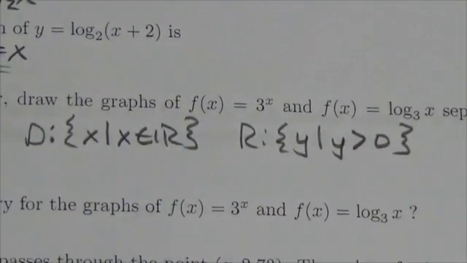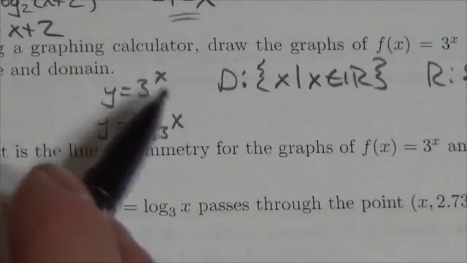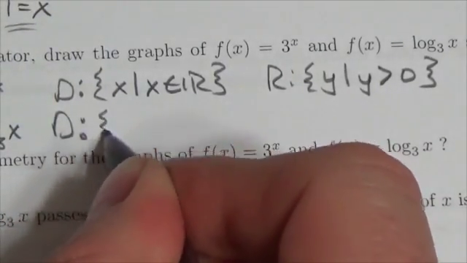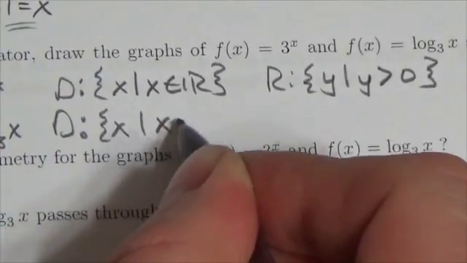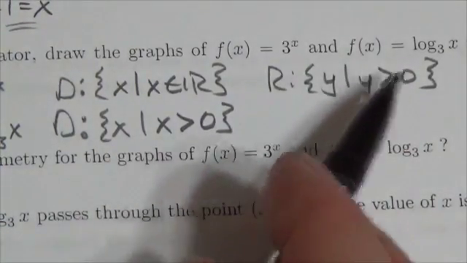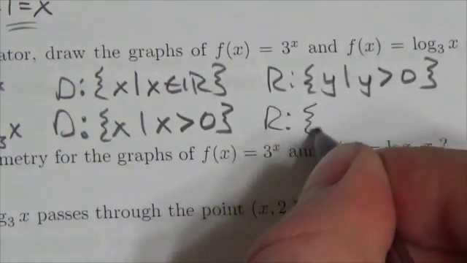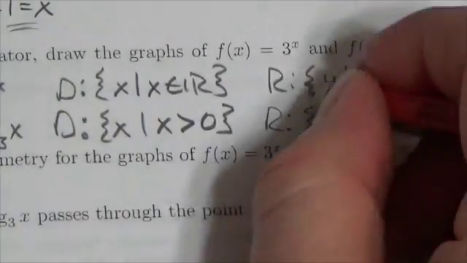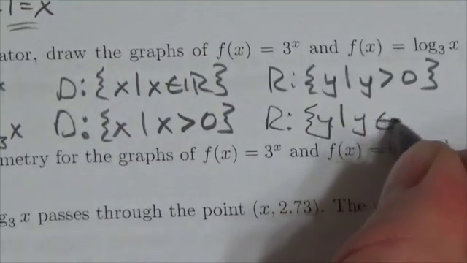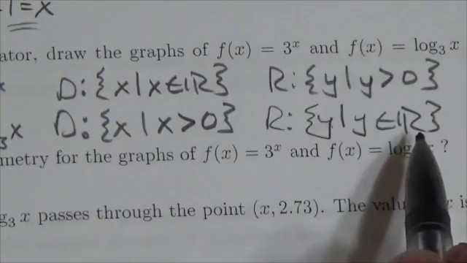Now because the logarithmic function is the inverse of the exponential, what happens here is our domain and range actually swap. So instead of y being greater than 0, it's now x is greater than 0. And my range, see, doesn't completely swap like that. It's y such that y is an element of the reals.